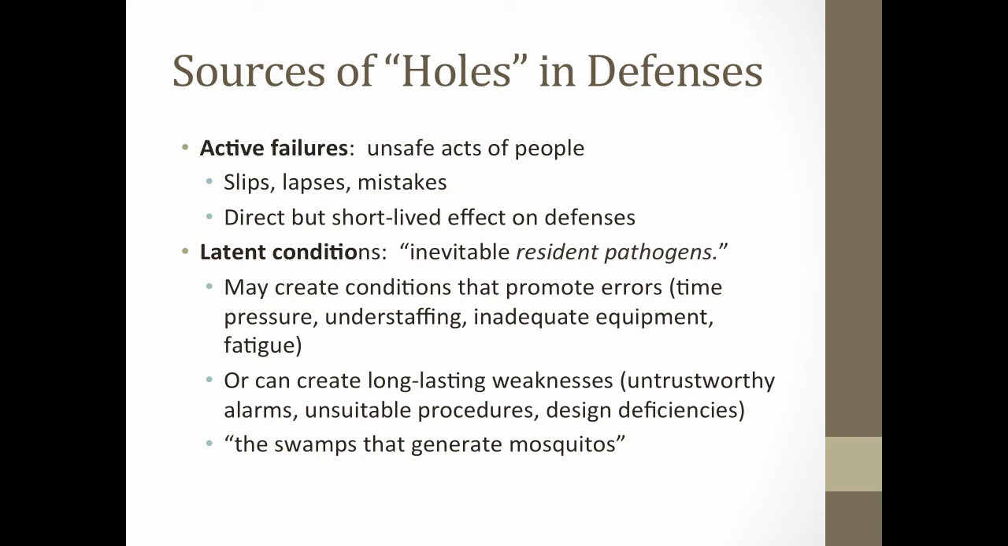Reason has a nice analogy here that I like to use. He likens active failures to mosquitoes. They can be swatted one by one, but they keep coming. The best remedy would be to create more effective defenses. In this case, it would be to drain the swamps in which the mosquitoes breed. The swamps, in this case, are the ever-present latent conditions. So the mosquitoes, the active failures, are there because of the underlying conditions. Take care of the underlying condition, the swamp, and the active failure, the mosquitoes, goes away.